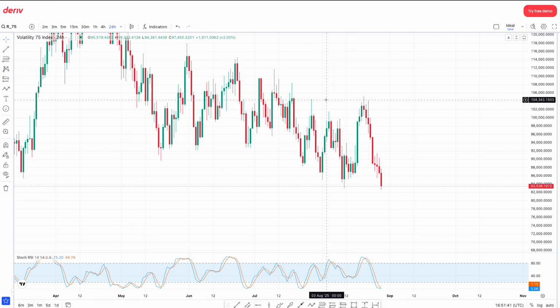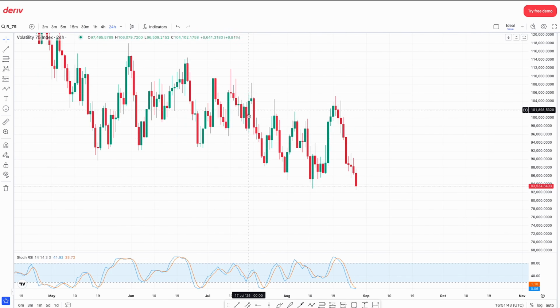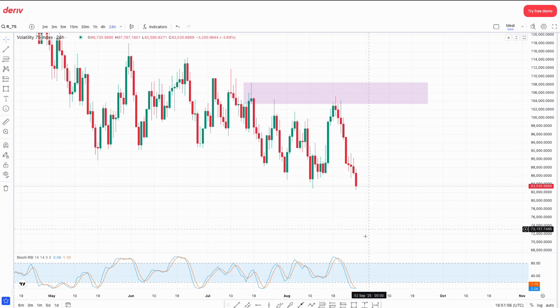Okay. So if we look back at this point on the daily time frame, I'm going to mark out this candle that formed here. It is a demand zone.